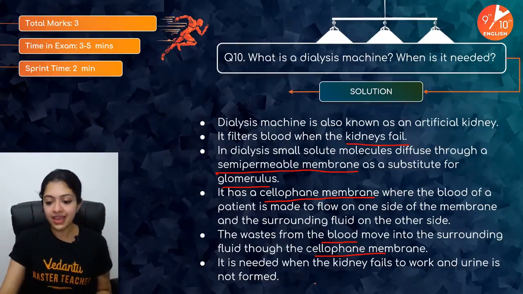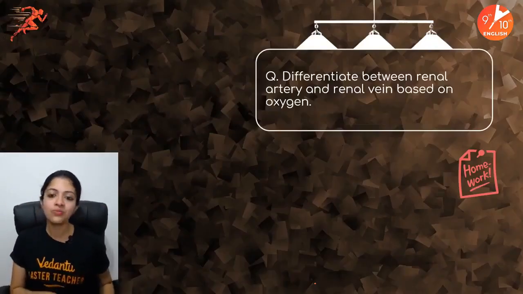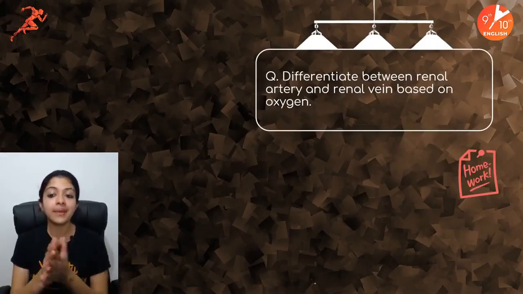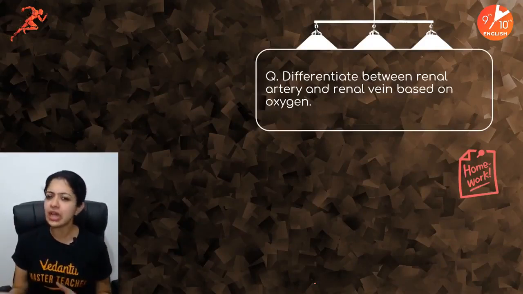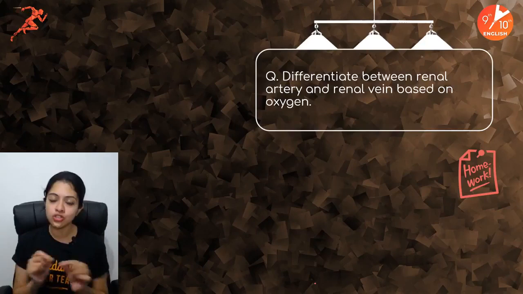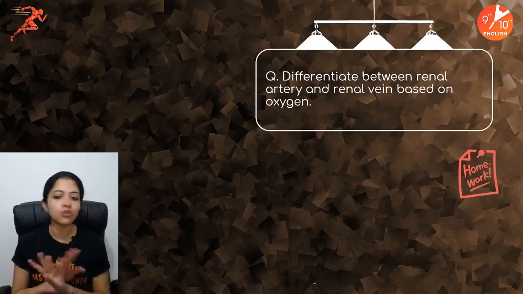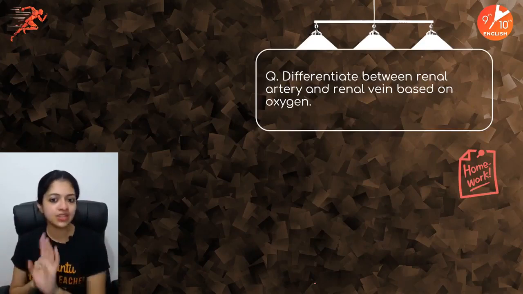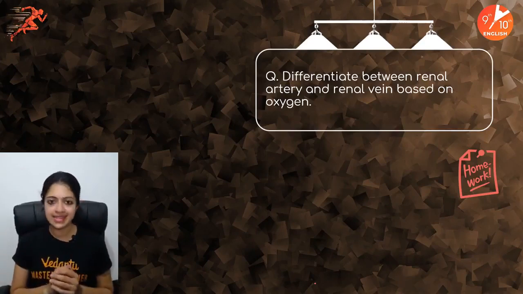Yes. All right. And that brings us to a homework question. Differentiate between renal artery and renal vein based on oxygen. How do you differentiate? I don't want an essay answer. I just want crisp answers. These kinds of difference between questions are commonly asked in ICSE exams.